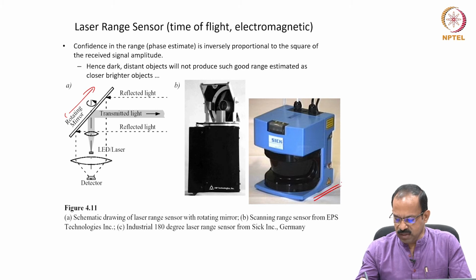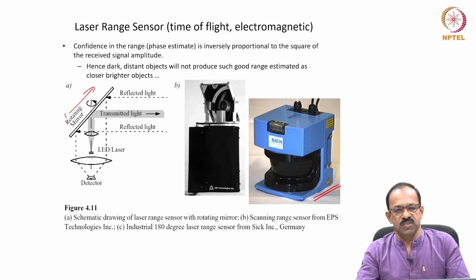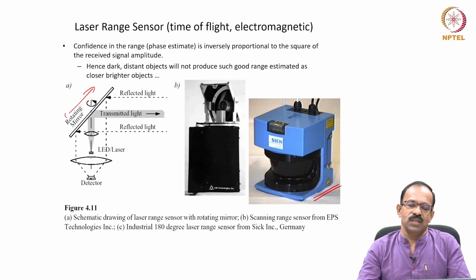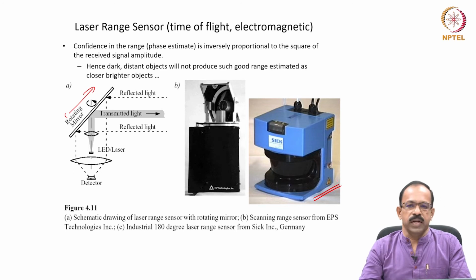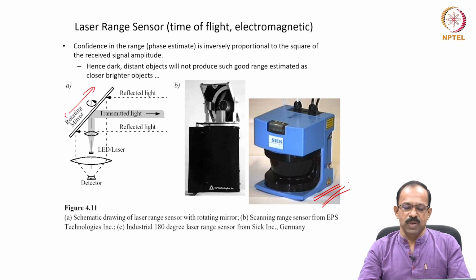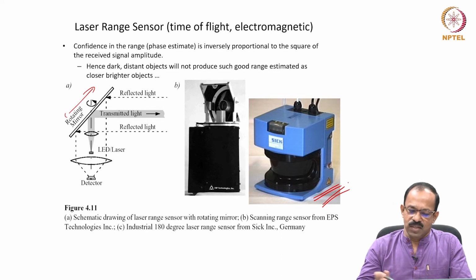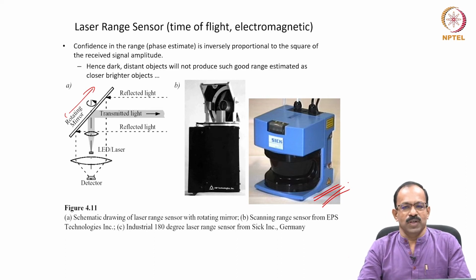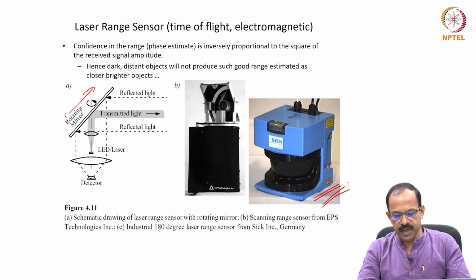This is a commercially available laser range sensor, which is a 3D laser range sensor, which can measure the distance to objects in its environment, and we can use that either for localizing the robot or for creating a map of the environment. And you will see most of the autonomous robots have a laser based system. We call it LiDAR, and that will be used for localization as well as for map building.